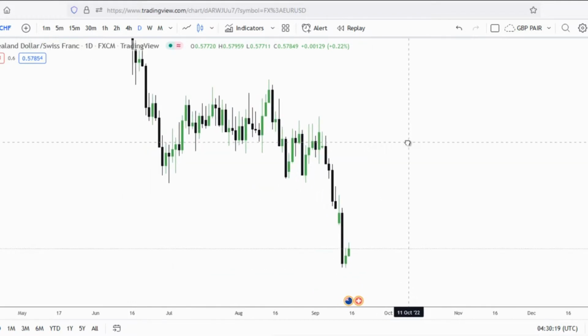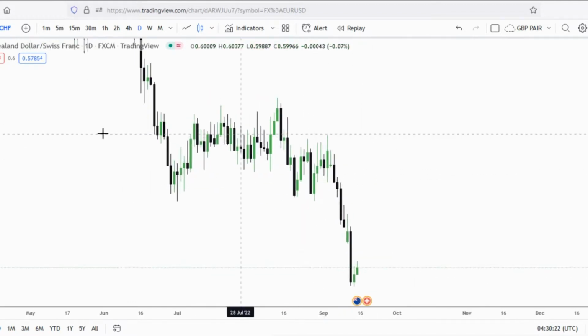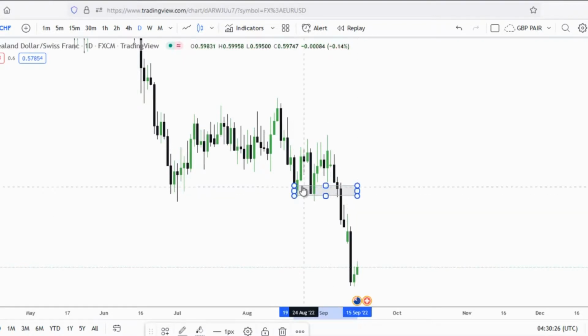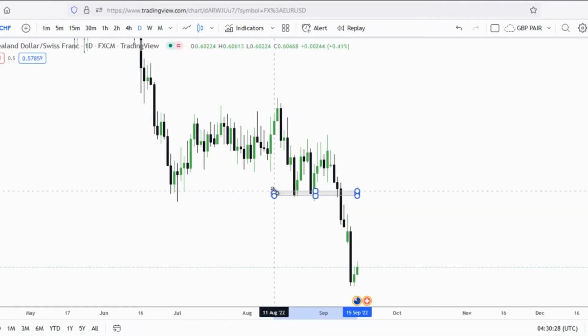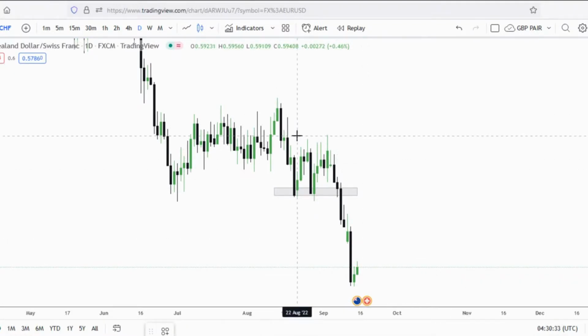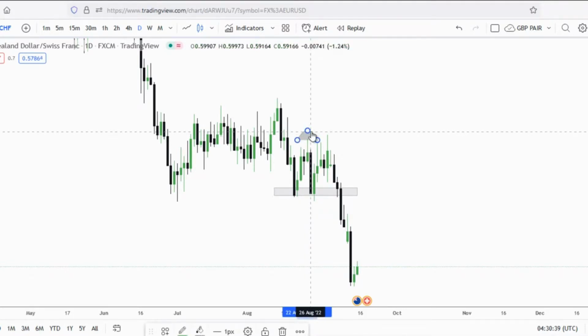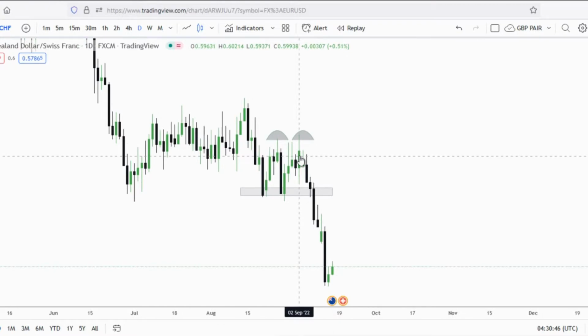This was actually a recent trade for me, I think about 2 weeks ago. This is how I identified it. You see there's a double top here, and then we have this. Okay, so this is a double top.